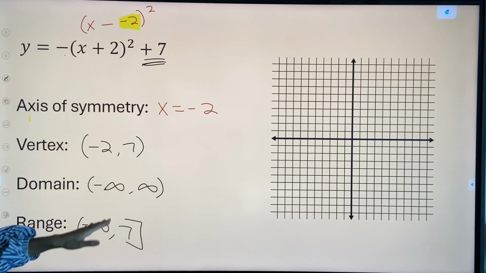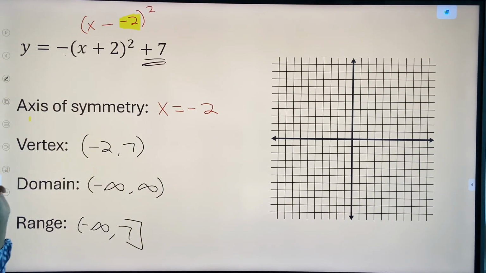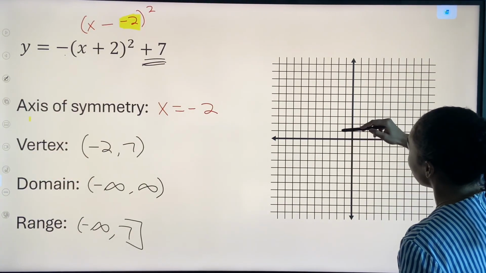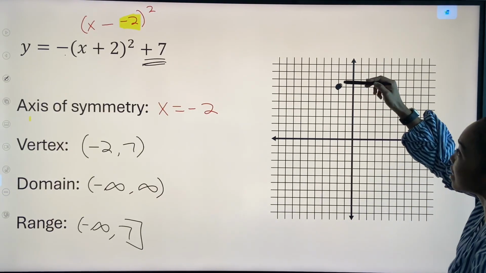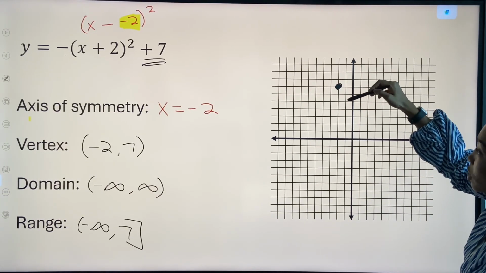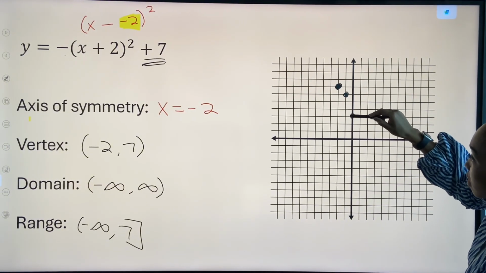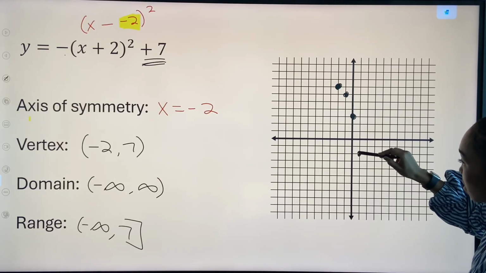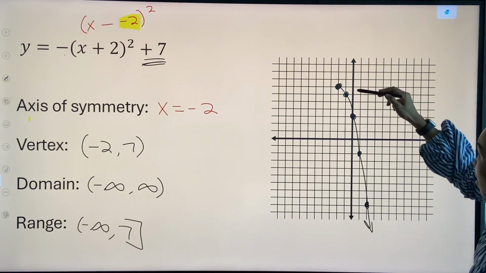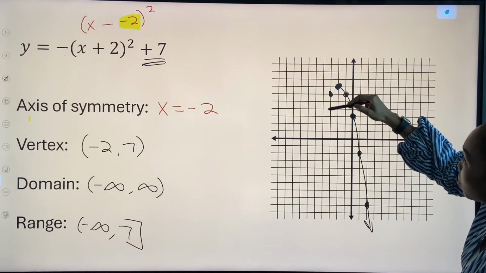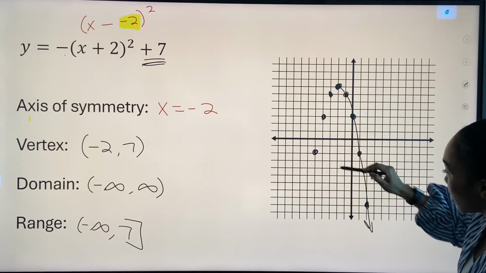And you can answer all of these just based off of the equation. Now let's go ahead and graph this. Your vertex is at -2, 7. So this is your vertex, and it's facing down. Now the pattern to graph a quadratic is it goes down 1, then 3, then 5, then 7. 1, 3, 5, 7. And then do the same thing on the other side. 1, 3, 5, and 7.